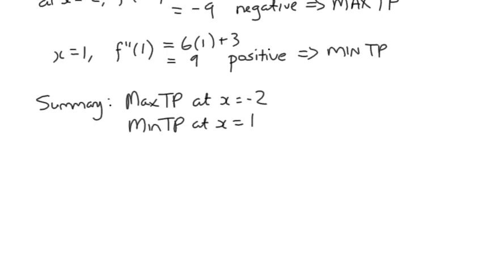Okay, that's how we use the second derivative to determine the nature of the stationary points of functions that we have. Okay, I hope that that's made sense. You can scroll back and certainly try some examples yourself.